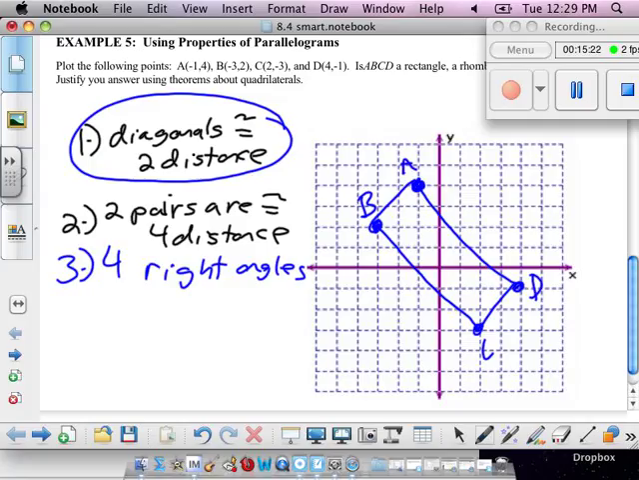So, what does perpendicular look like? I'm going to use slope for this. What's perpendicular look like, guys? Their slopes are the same if it's parallel. Perpendicular, do we remember what it looks like? Opposite reciprocals.